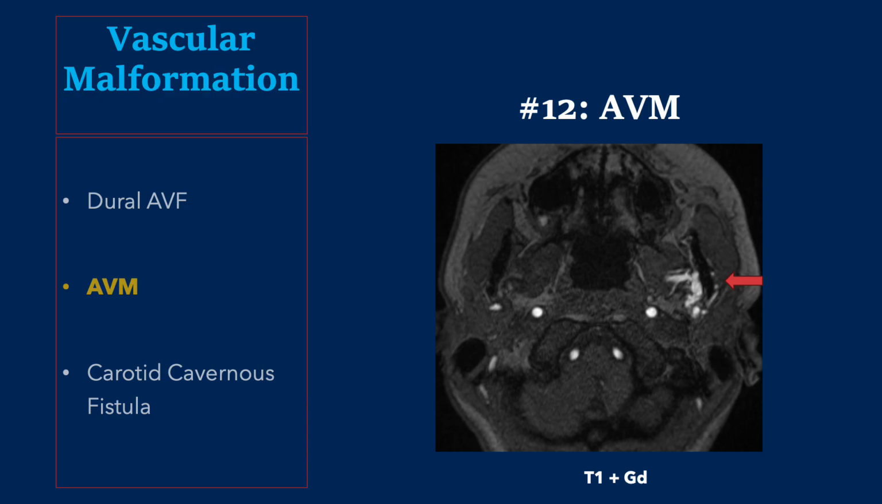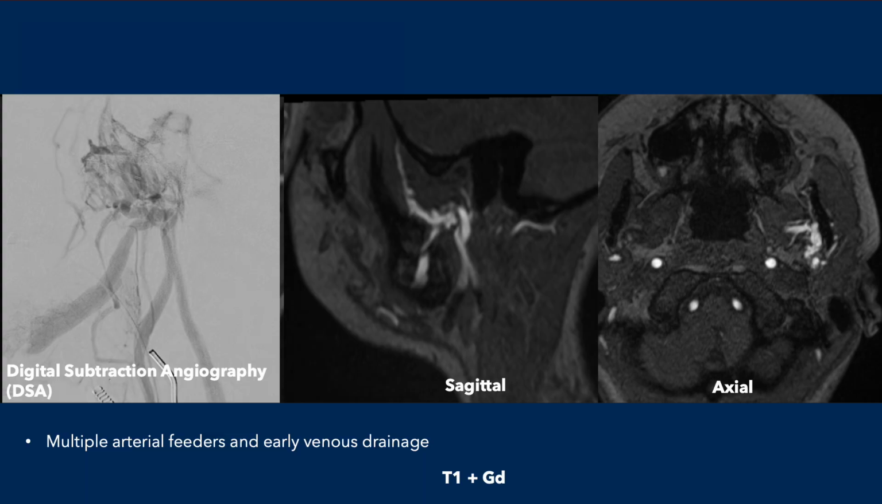This patient had an AVM in the left masticator space and mandible. DSA confirmed multiple arterial feeders and draining veins, and this lesion was embolized.